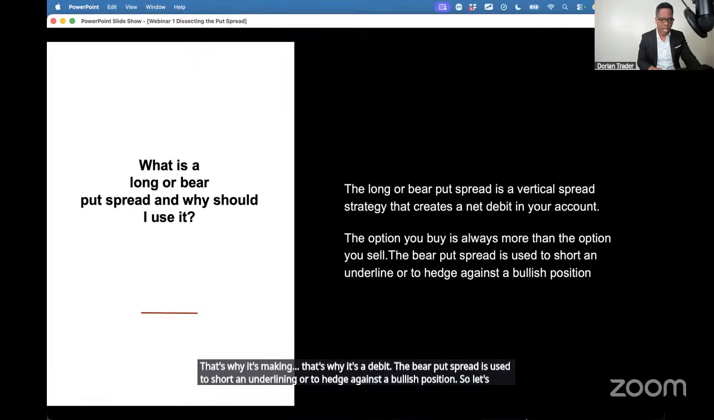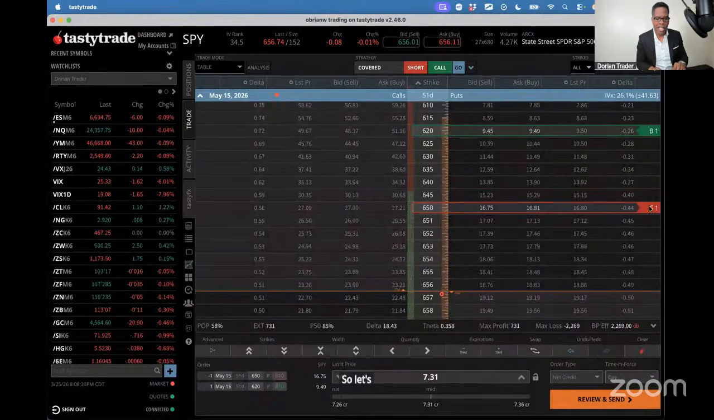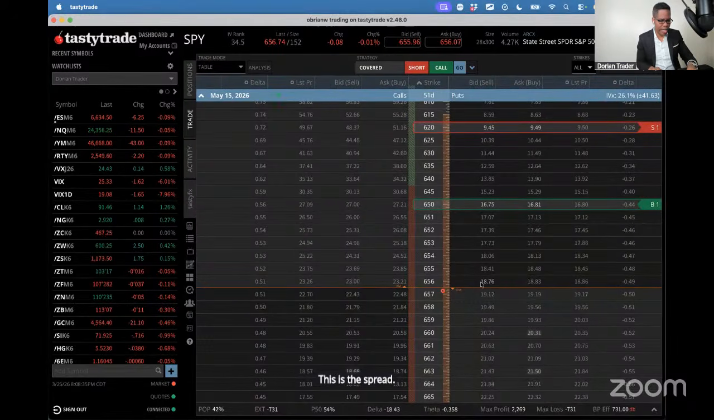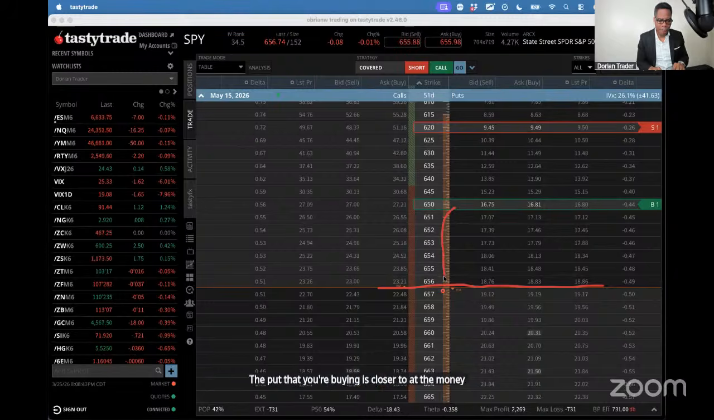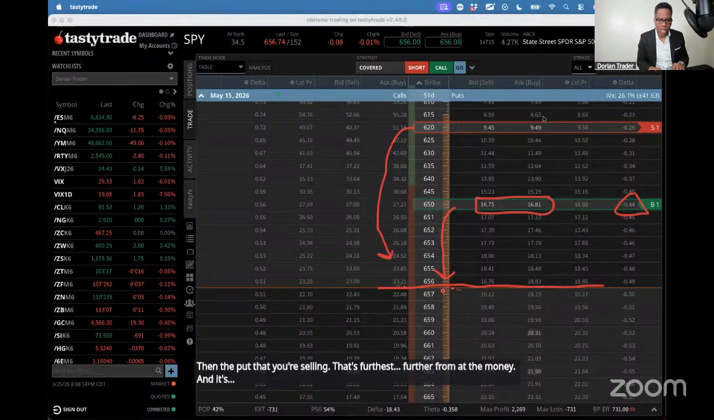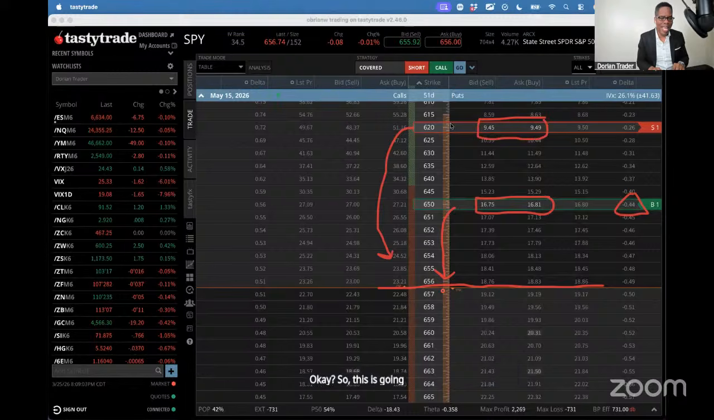So let's talk about this real quick. Let's say we had this spread on right here. This is the spread. This right here is the at the money line, as we talked about. The put that you're buying is closer to at the money, so it's going to be worth more. It's a higher delta, as you can see, than the put that you're selling. That's further from at the money, and it's going for less money. So this is going to be a net debit.